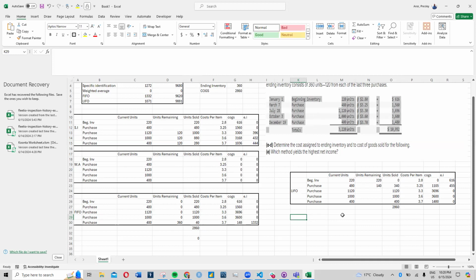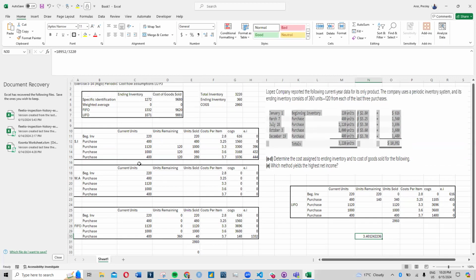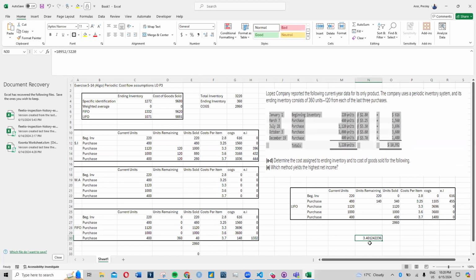Because if you have total units, 3,220 units, and they all cost 10,952, to find the average price of a unit, you do 10,952 divided by 3,220, and you get approximately 3.40. Let's use the full number so that we do not round intermediate calculations. Let's go with this. And now we found the average price, right?